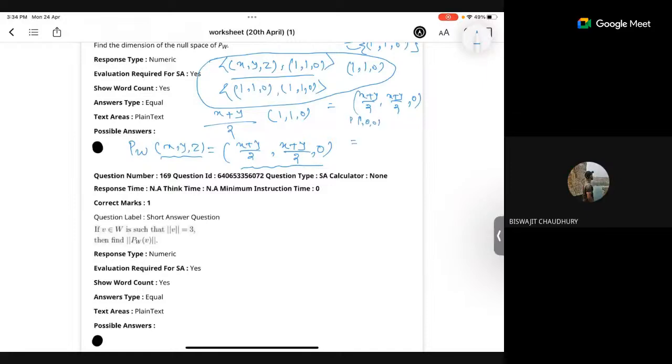Why did we equate X plus Y upon 2 to 0? Because it is giving the null space, the null space of that PW. Okay, sir. Thank you.